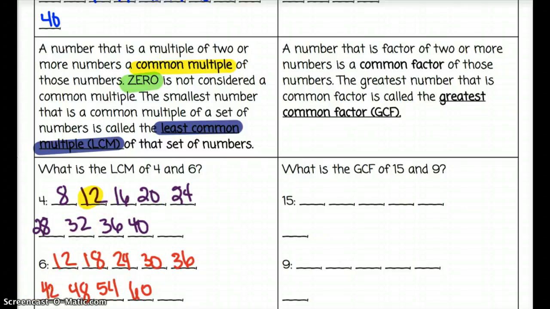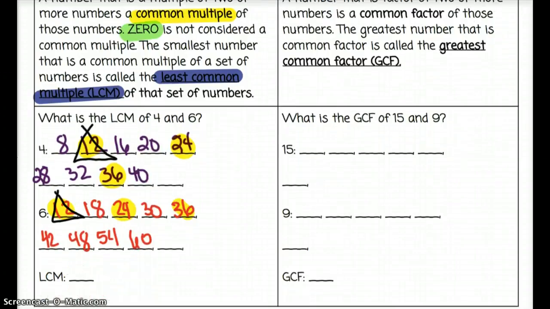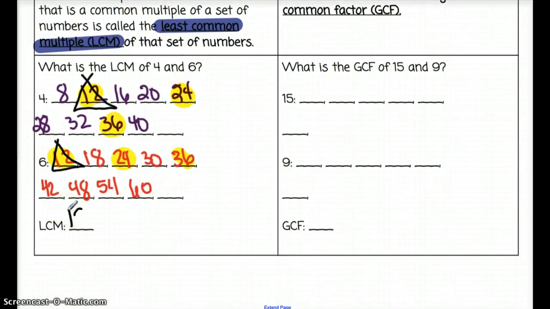So we have 12 here. We have 12 here. Let's see, 24, 24, okay. 30, no. Oh, 36, 36. Okay, so now we've got all the common multiples, but now we're trying to find the least common one. So I'm going to put a triangle around that one, and that one is 12. So down here, our least common multiple is 12.